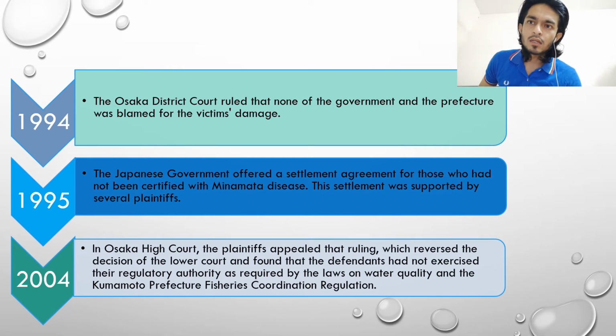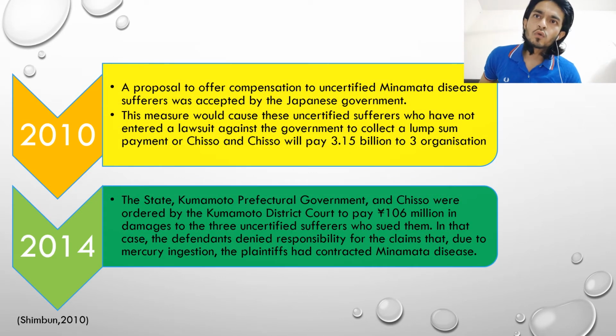In 2004, in the Osaka High Court, the plaintiffs appealed the ruling, which reversed the decision of the lower court and found that the defendants had not exercised the regulatory authority as required by the laws on water quality and the Kumamoto Prefecture Fisheries Coordination Regulation. In 2010, a proposal to offer compensation to uncertified Minamata disease sufferers was accepted by the Japanese government. This measure would allow uncertified sufferers who had not entered a lawsuit against the government to collect a lump sum payment, and Chiso will pay 3.15 billion yen to three organizations.